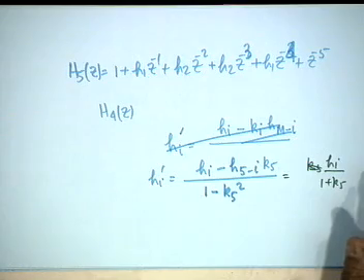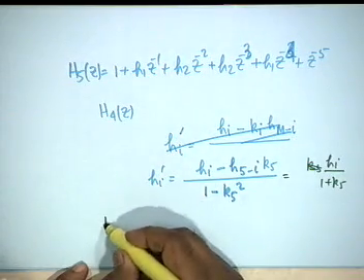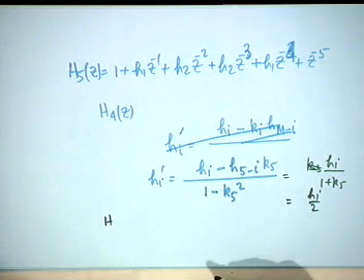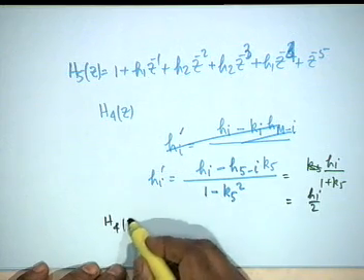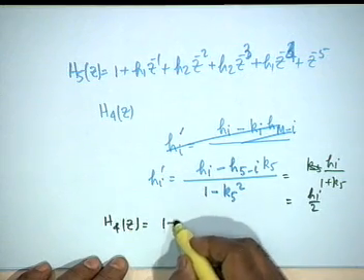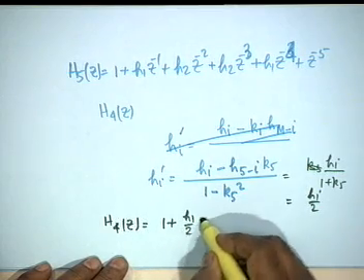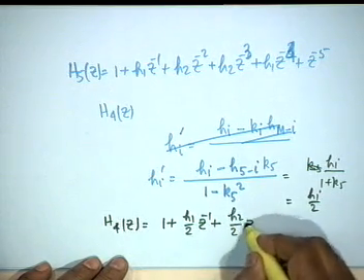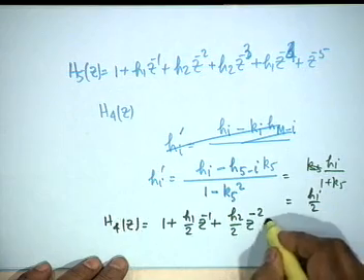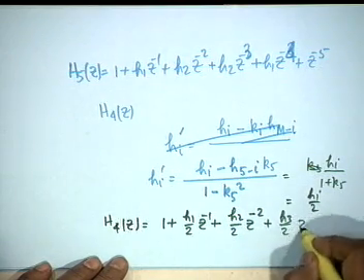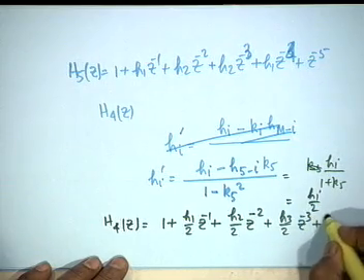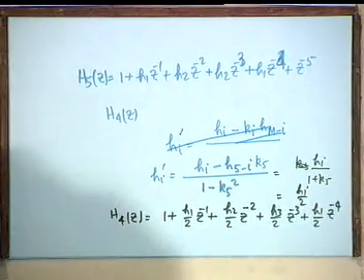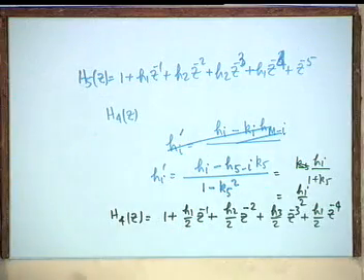Okay? And it turns out that H4, what would this be? This is simply Hi by 2. Agree? So H4 of Z would be equal to 1 plus H1 by 2 Z inverse plus H2 by 2 Z to the minus 2 plus H3 by 2 Z to the minus 3 plus H1 by 2 Z to the minus 4. It's a very interesting alternative. Okay? There is no problem now.